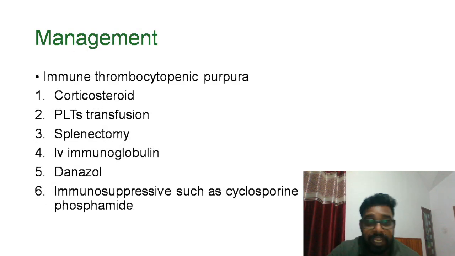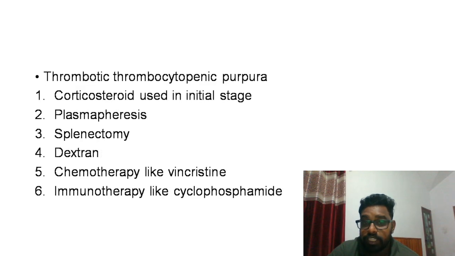Now we can go to the management. Immune thrombocytopenic purpura is managed with corticosteroids and platelet transfusion, since the platelets are decreased. Splenectomy will be done. Then IV immunoglobulin, danazol, and immunosuppressives such as cyclosporine are mainly given. For thrombotic thrombocytopenic purpura, corticosteroids are used in the initial stage. Plasmapheresis is another method. Splenectomy, danazol, chemotherapy like vincristine, and immunotherapy like cyclophosphamide.